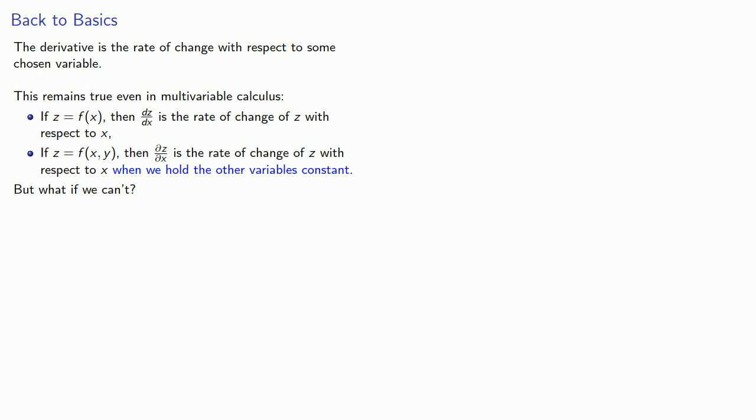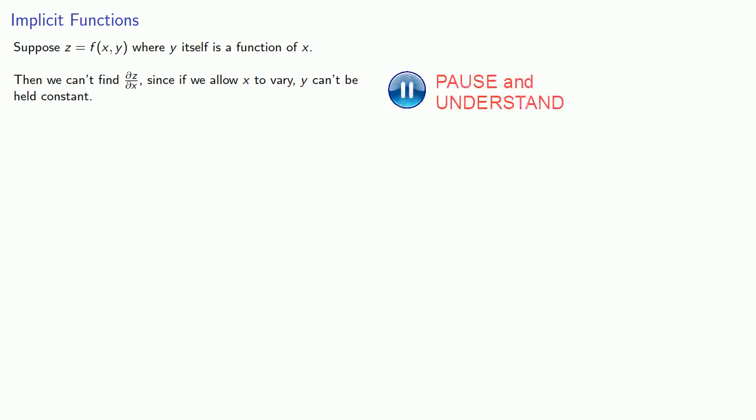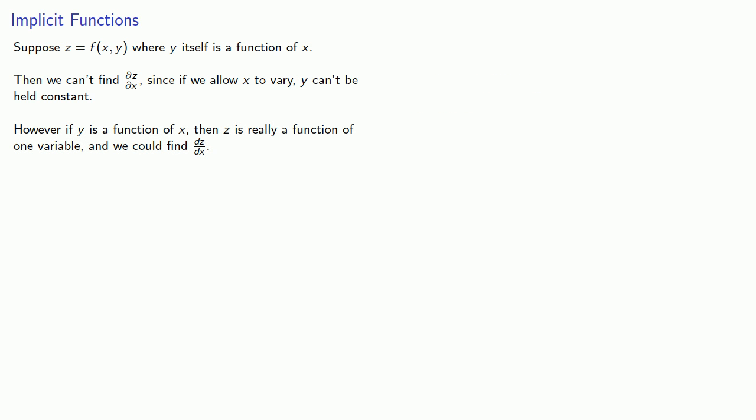But what if we can't? Suppose z equals f of x, y, where y itself is a function of x. Then we can't find the partial of z with respect to x, since if we allow x to vary, y can't be held constant. However, if y is a function of x, then z is really a function of one variable, and we could find dz dx. But how?